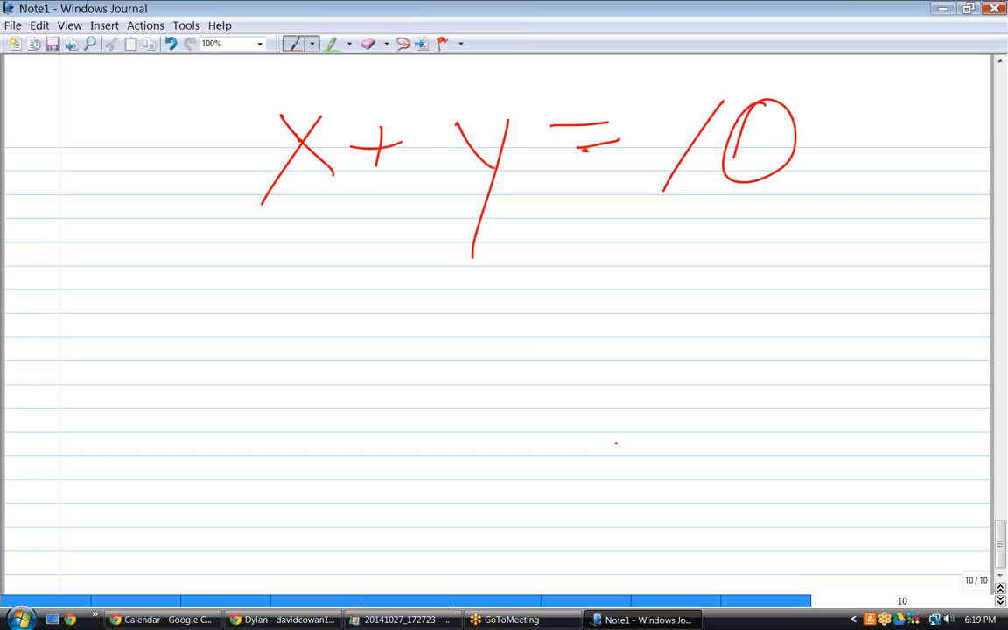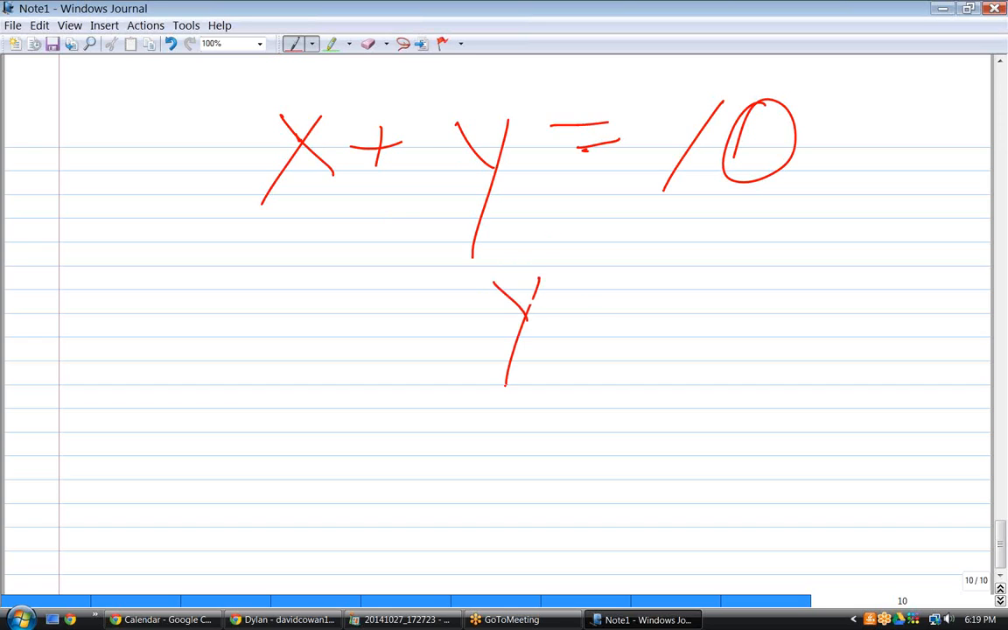Now, let's talk about systems of equations. A system of equations would be where I have an x and a y that equals 10. If I give you just this equation, you can't solve it because there's an infinite number of solutions. There are 2 variables and only 1 equation. So that can't be solved.